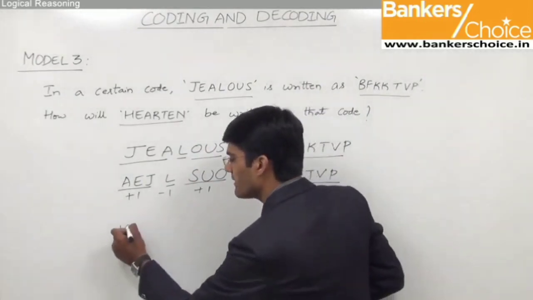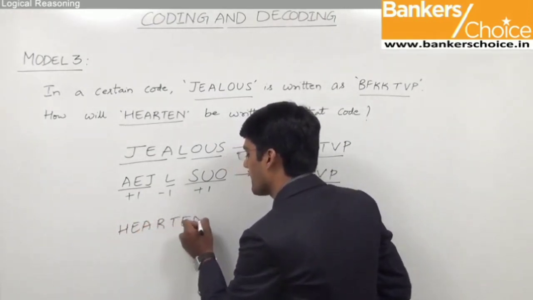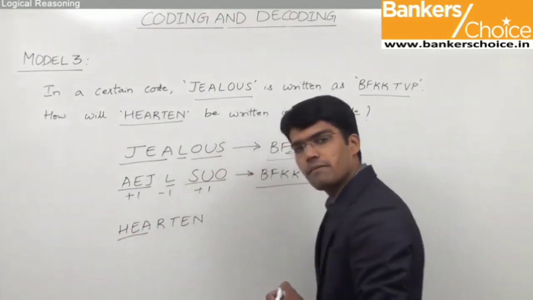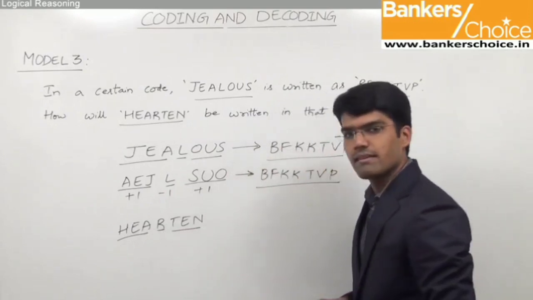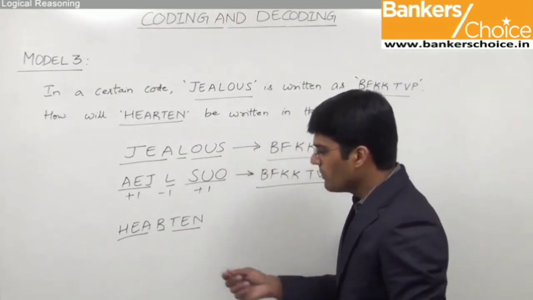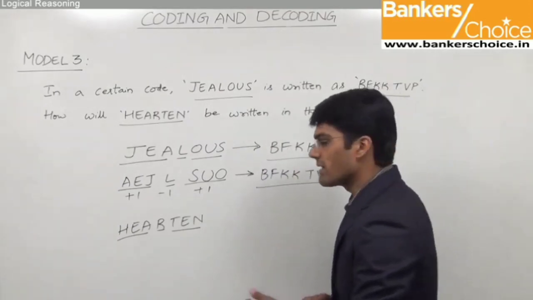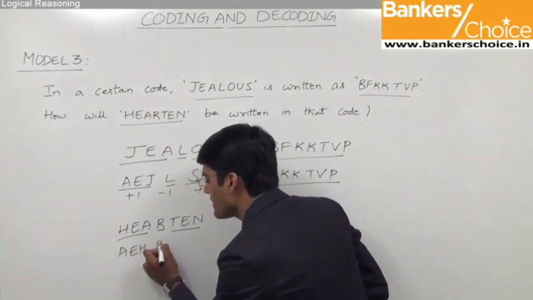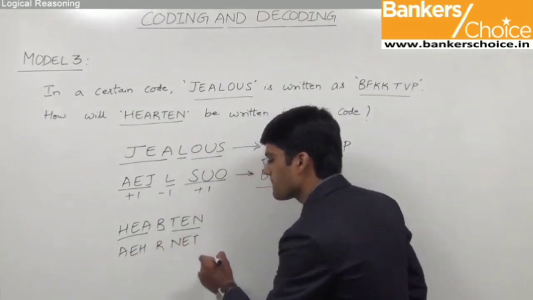So the given word is HEARTEN. Now we know that the first step is to divide the word into 3 different parts, that is the first 3 letters, then the 4th letter and the last 3 letters. The second step would be to interchange or reverse the letters in each of these parts. So HEA becomes AEH, R remains R as it is, and TEN becomes NET.